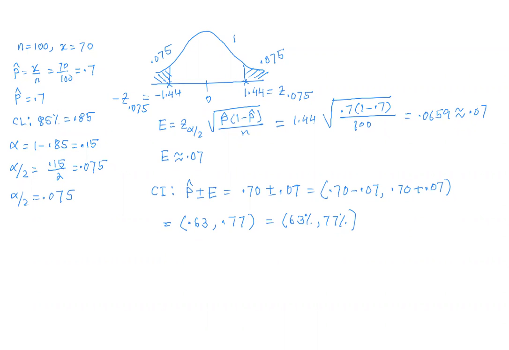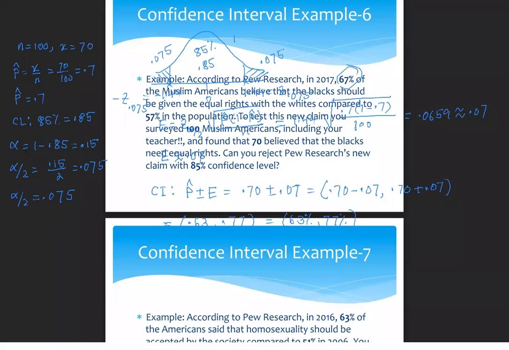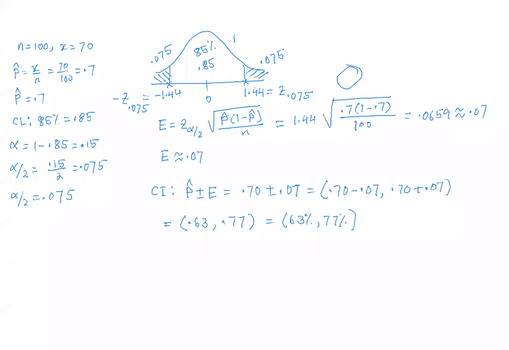So now you are 85% confident that the actual percentage of Muslim Americans who believe in equal rights for black and white falls between 63% and 77%. However, what is it that the Pew Research found? 67%. Okay, so let's take 67%. 67% obviously does fall within this confidence interval.